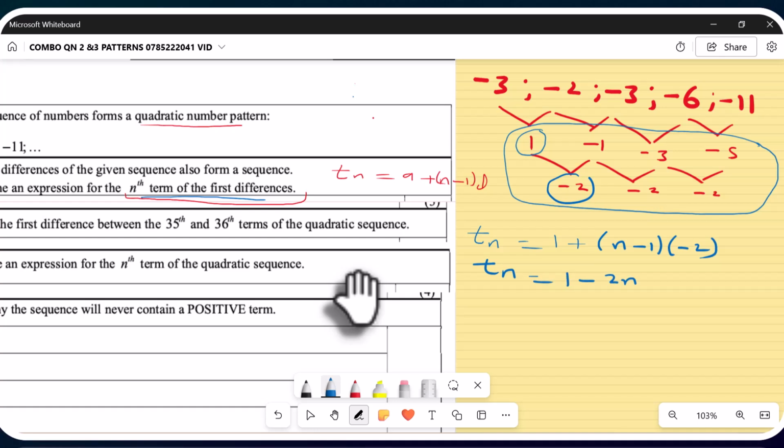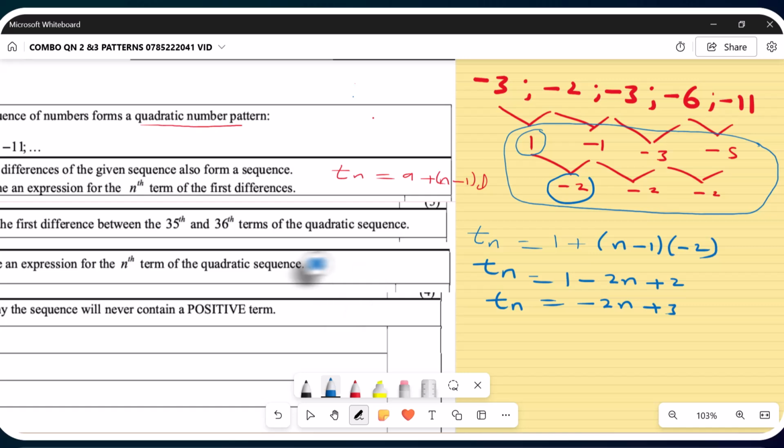The next question from Gauteng 2020, they said to calculate the first difference between the 35th term and the 36th term of the quadratic sequence. In other words, we'll talk about the capital T, that is T36 minus T35. Please quote me correctly here. Now, this one down here is the Tn, the small tn.